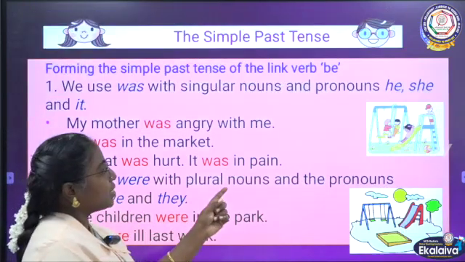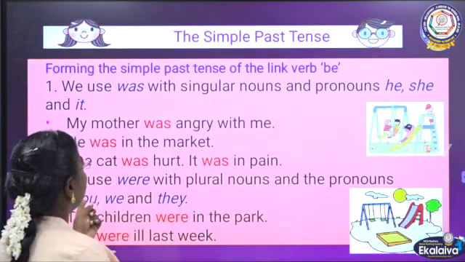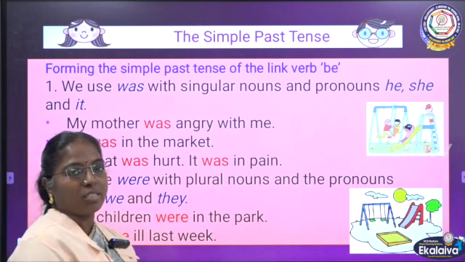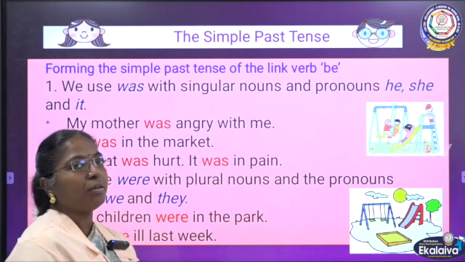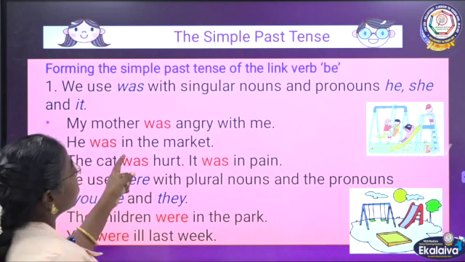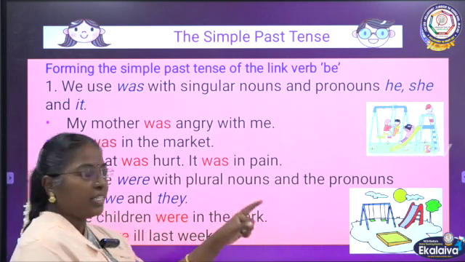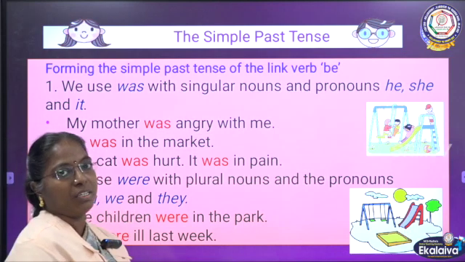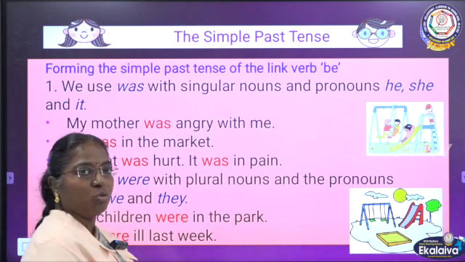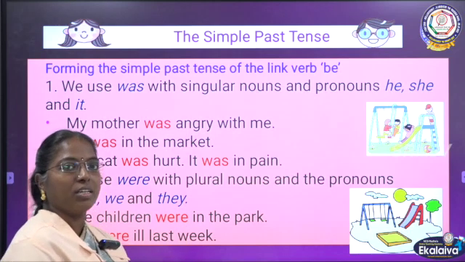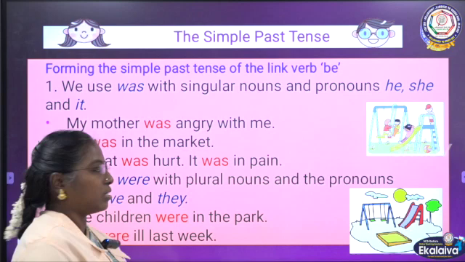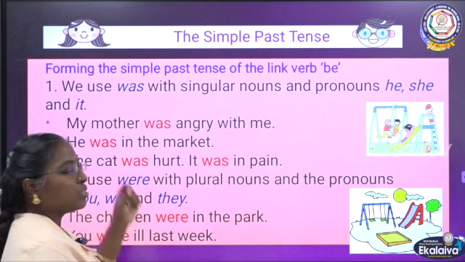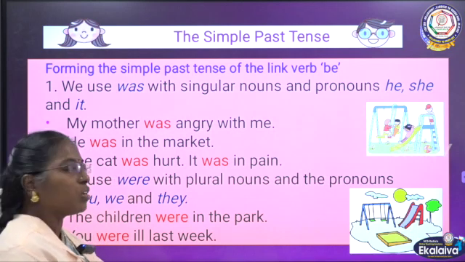Forming the simple past tense of the linking verb be. When we use simple past tense, the be form will be changed to was for singular and were for plural form. We use was with singular nouns and the pronouns he, she and it. Example, my mother was angry with me. Here the be form is changed to was, and since mother is singular, we say was. And he was in the market. He is a pronoun here, so the be form is changed to was.